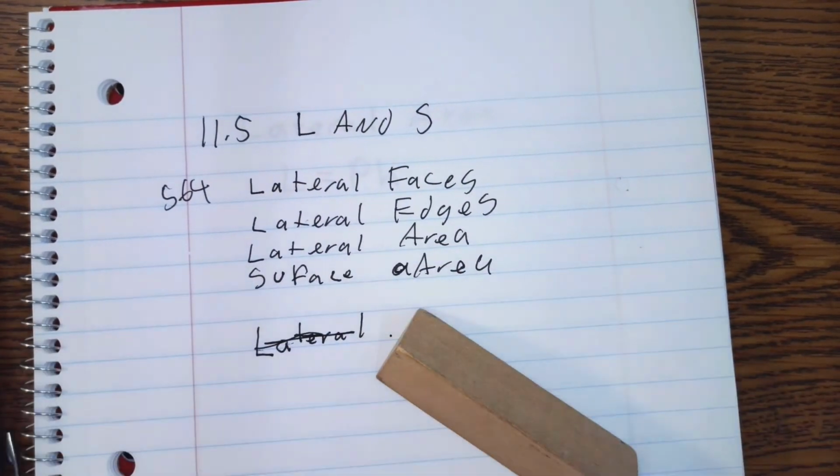In this room, the floor and the ceiling would be the bases, and the lateral faces would be all the walls. So typically, if we were going to paint this room, we would only paint the lateral faces. You don't usually paint the floor and the ceiling in this kind of building. At your house, you probably paint the ceiling.